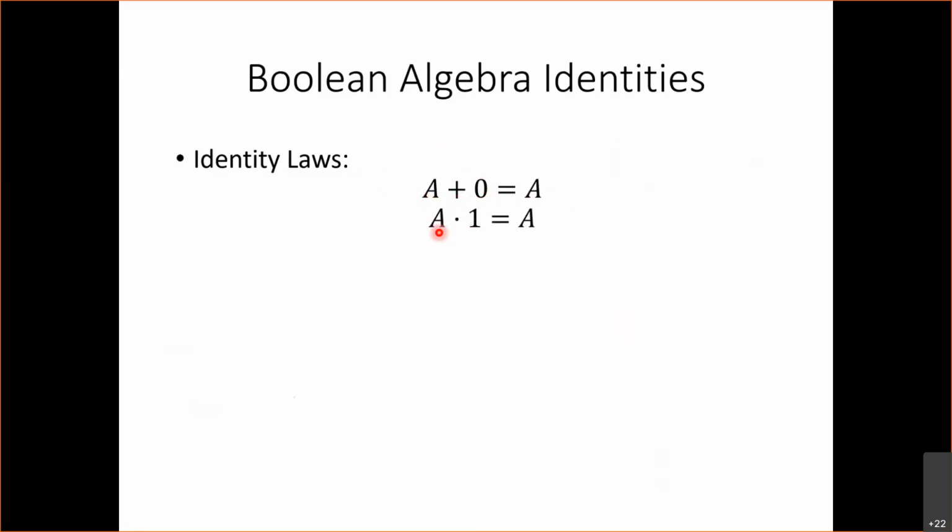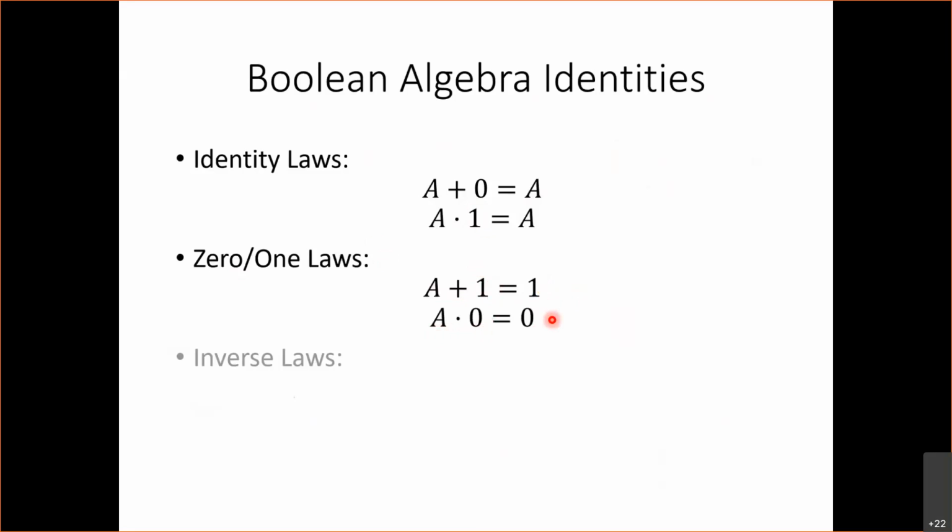Similarly, A and 1 is always going to be A. This 1 doesn't affect the result of the AND. There are the 0-1 laws, which tell us that A or 1 is 1, right? Because the OR operator gives us a 1 if one of the operands is 1. So here, if I know already that one of the operands is 1, then trivially the result will be 1. And similarly, A and 0 will always be 0.